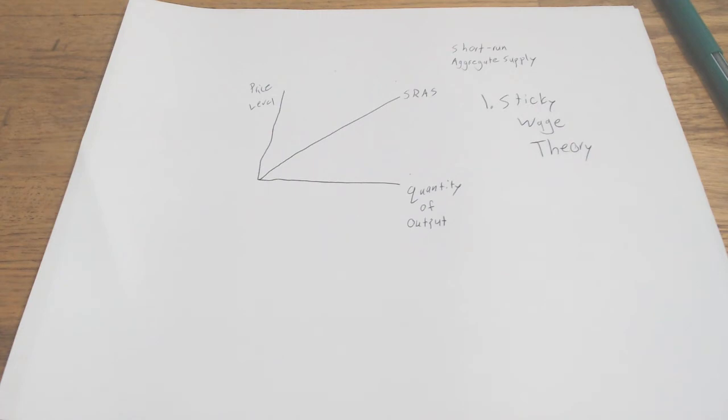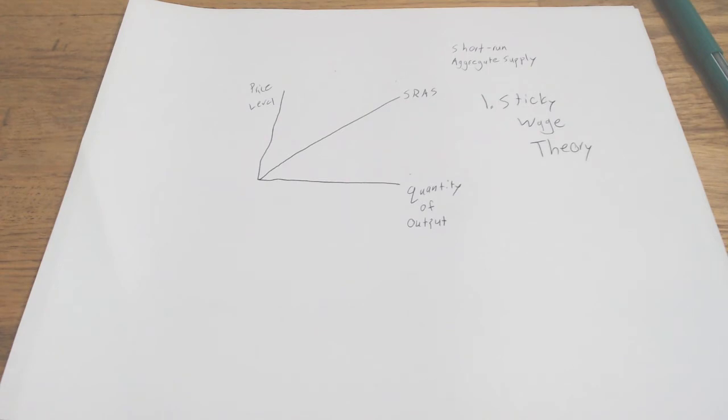We can renegotiate the wages, and now I can produce more than what I was during that short period. So in that short period, I was able to produce less because wages were a little bit higher than I would have wanted, because I expected the price level to be higher than what it actually was.